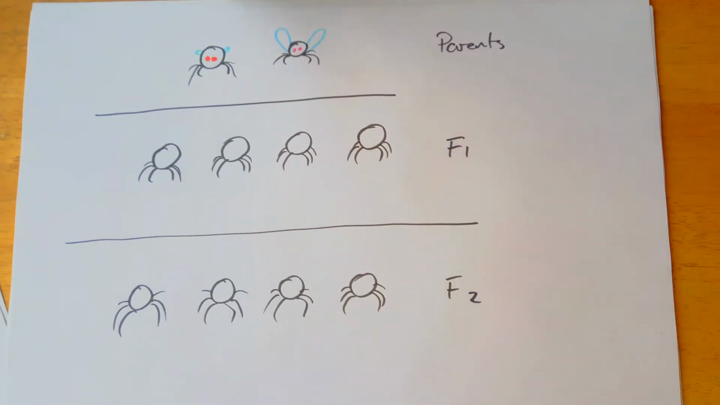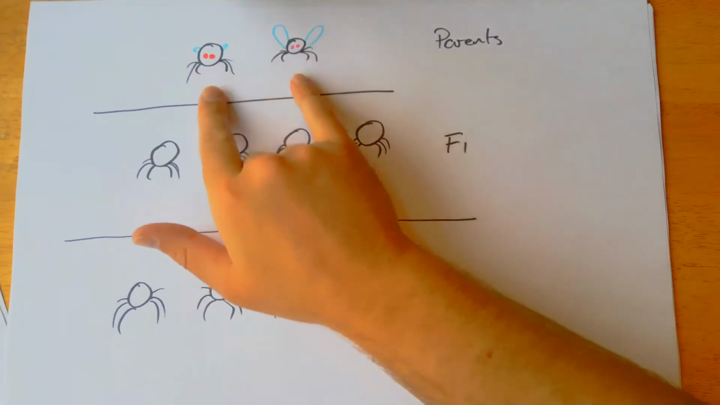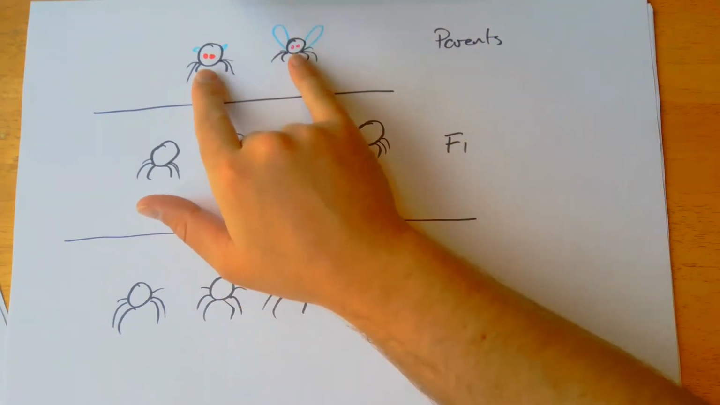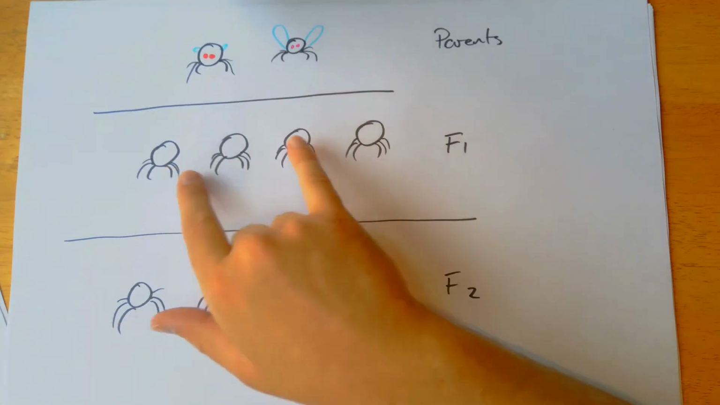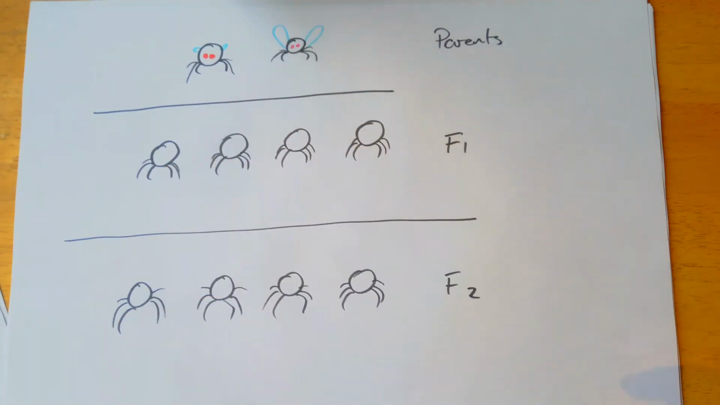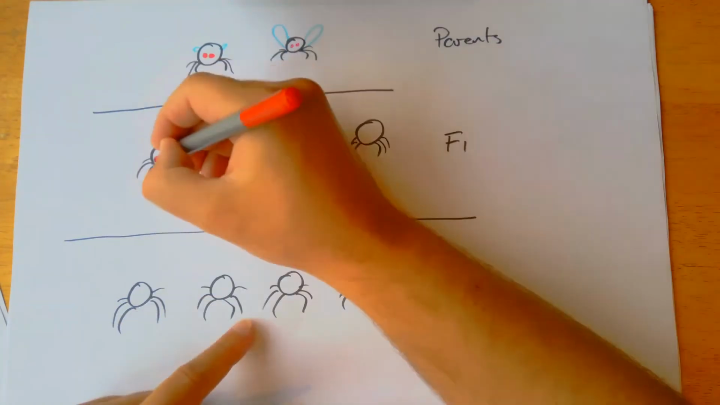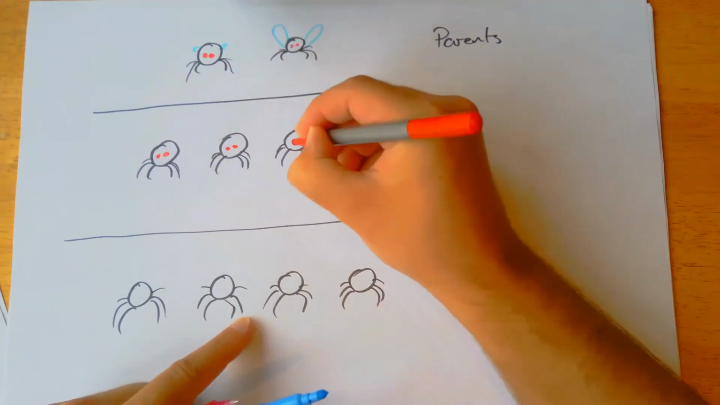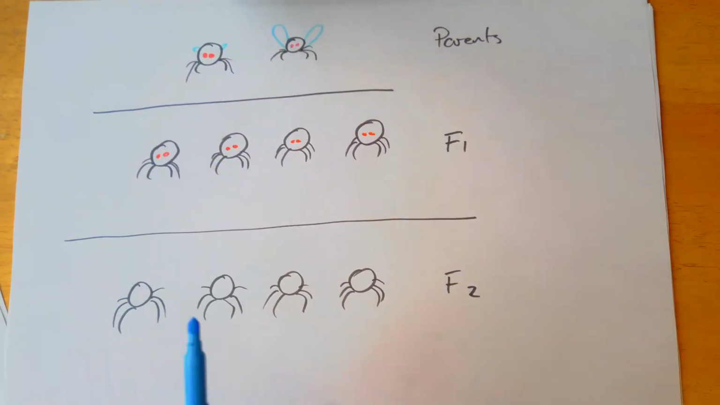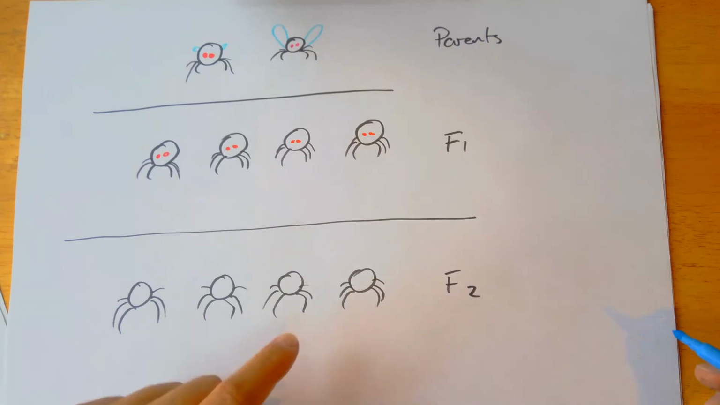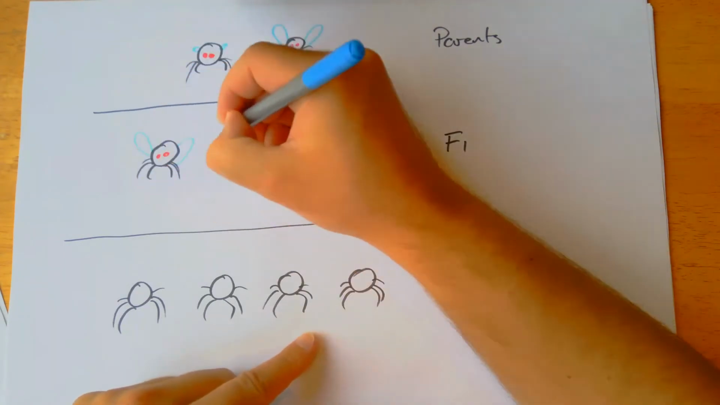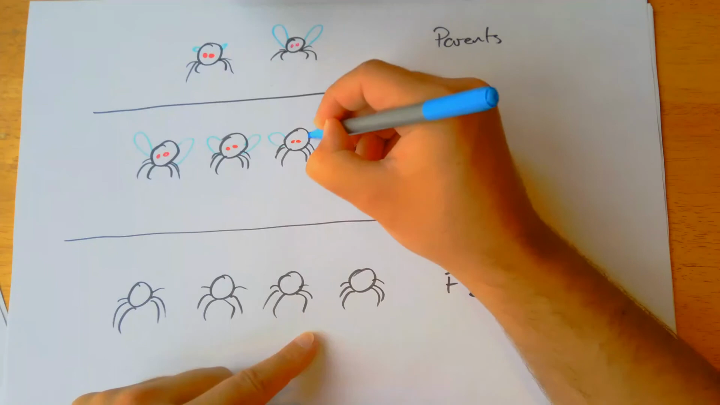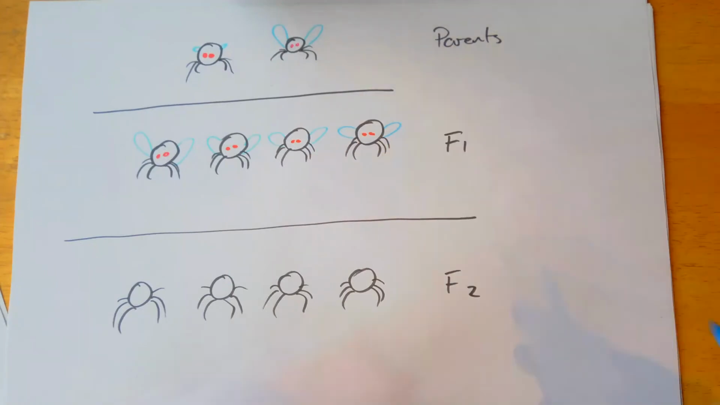All the F1 flies, and these two were crossed. So these two parents were crossed together, and they produced a range of offspring. All the F1 flies had red eyes and they all had normal wings. So my F1 generation has taken red eyes and normal wings.